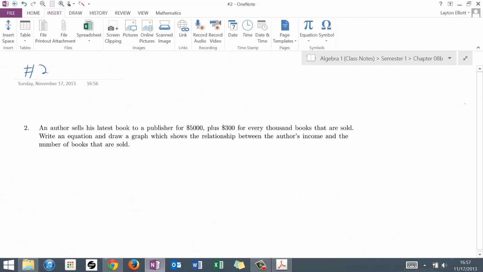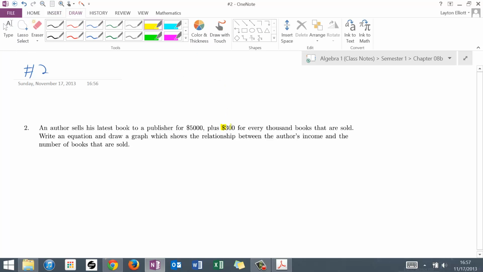Number 2 says, an author sells his latest book to a publisher for $5,000 plus $3,000 for every book that's sold. Let's identify which one's the rate. Here's the rate. And here's the base cost, or what I can call the initial or the flat rate. That's going to be like my y-intercept. And this one here is going to be like a slope. So if I put those together, we can actually come up with the equation of the line.